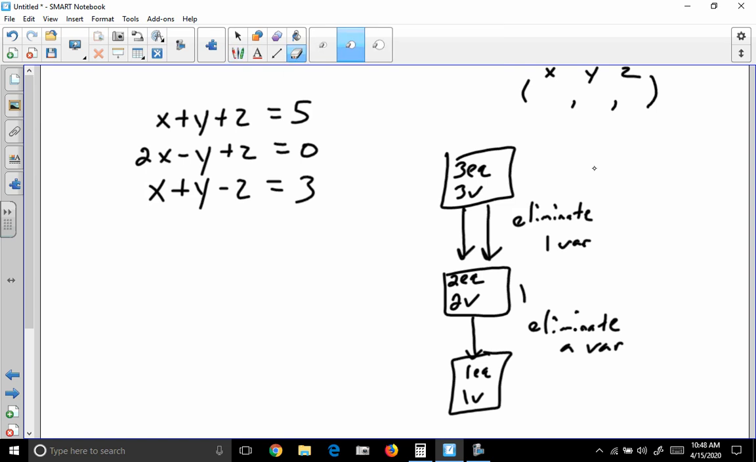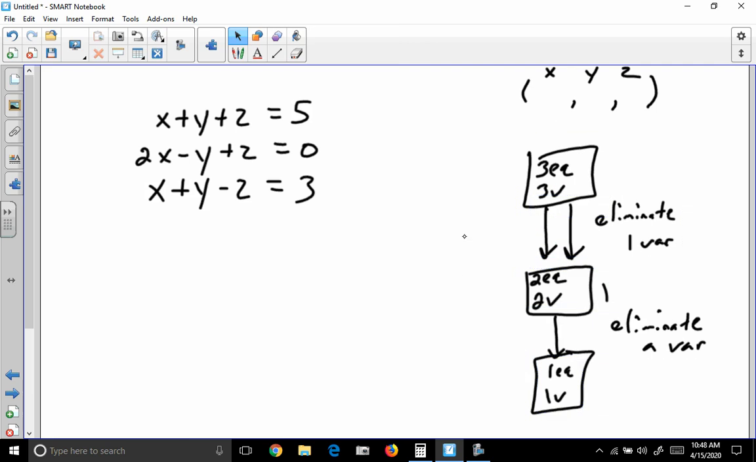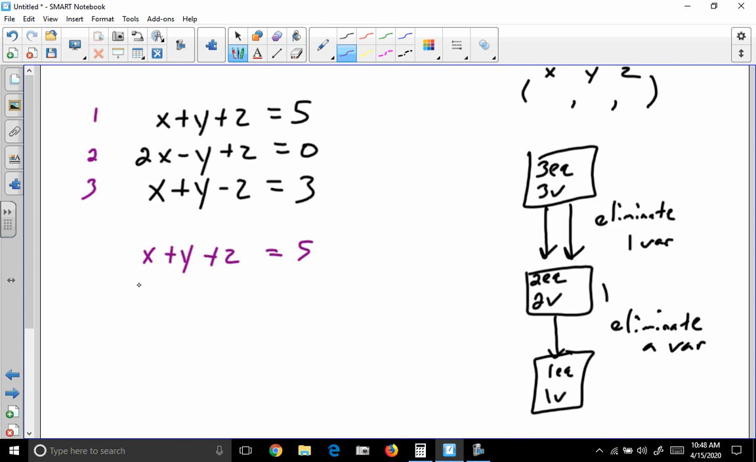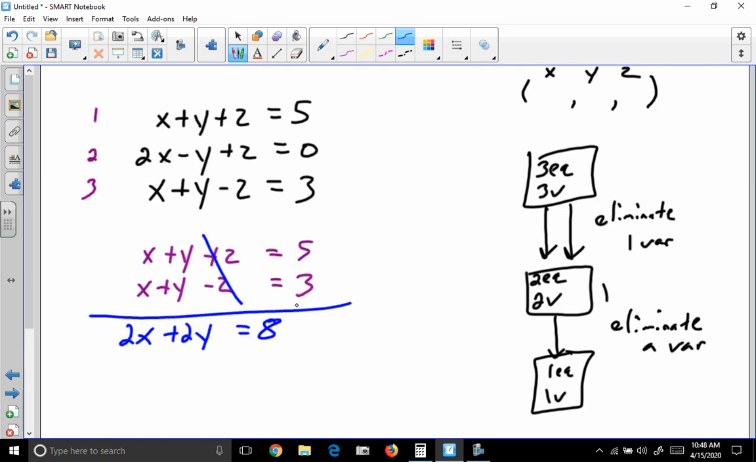So let's just work through what that's going to look like. Let's just slide this over. For reference, let's call this equations 1, 2, and 3. I notice that if I add the first equation and the third equation together, my z's are going to cancel. So if we take x plus y plus z equals 5, and x plus y minus z equals 3, then when I add these equations, the z's cancel, and we have 2x plus 2y equals 8.